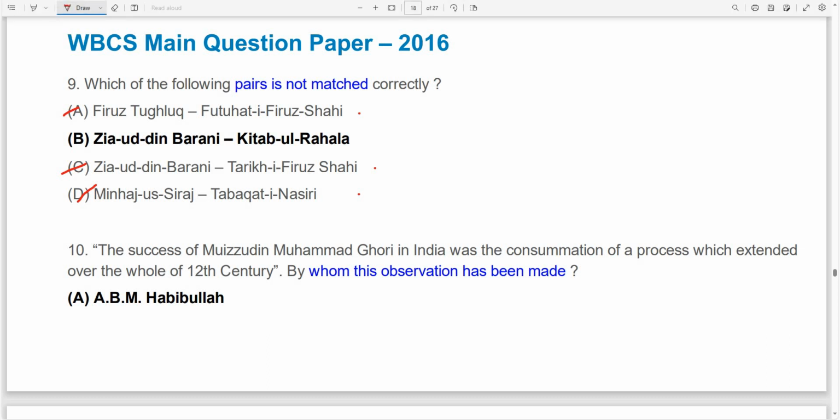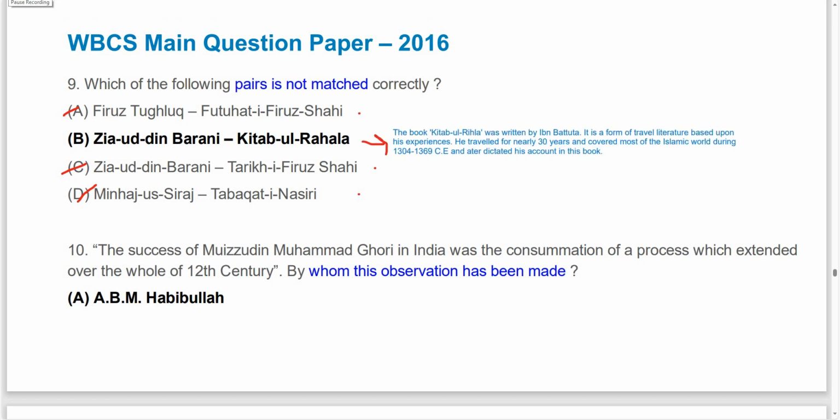And Kitab-ul-Rihla was written by Ibn Battuta. It was a form of travel literature based upon his experience. He traveled for nearly 30 years and covered most of the Islamic world, from 1304 to 1369 CE, and dedicated his account to his book. Ibn Battuta is the one who wrote Kitab-ul-Rihla, not Ziauddin Barani.